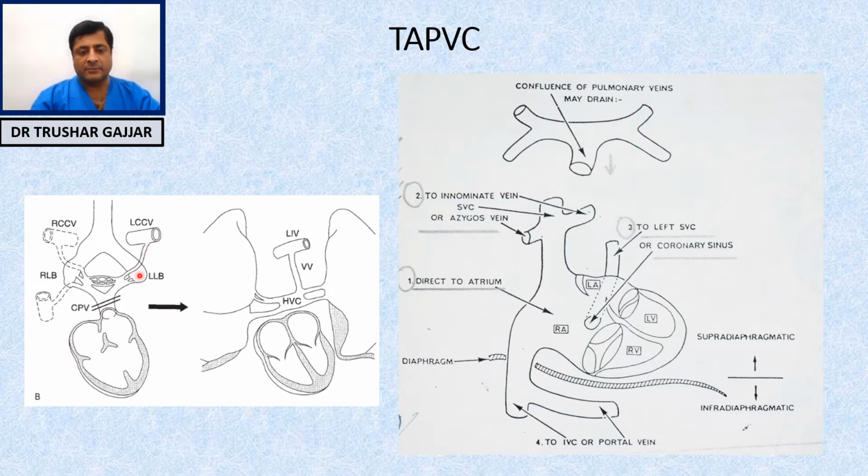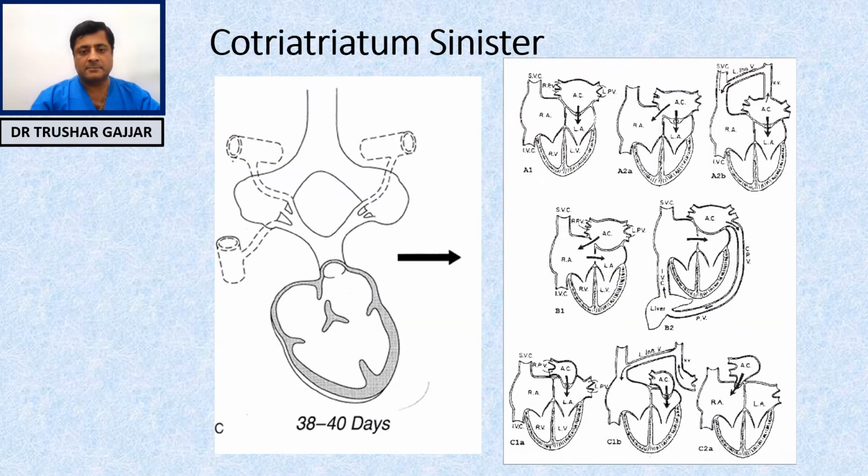Sometimes the left common cardinal vein drains, and this left common cardinal vein will go into the coronary sinus. So that will form the coronary sinus type of TAPVC. This is another variety that is called cor triatriatum sinister. The mechanism is the same. Instead of total interruption, there will be a membrane or a narrow opening between the primary pulmonary venous chamber and the splanchnic plexus, that leads to the formation of the condition called cor triatriatum sinister.